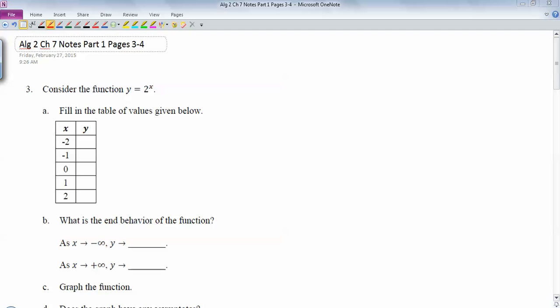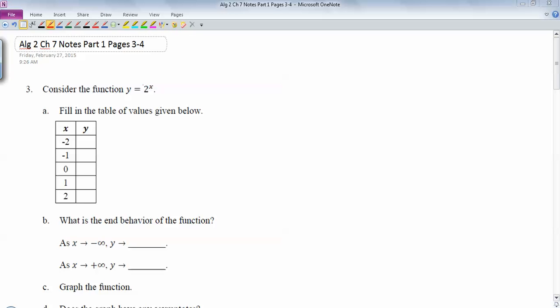So let's take a look at pages 3 and 4 of the Chapter 7 Notes Part 1 handout. Both of these pages are about graphing exponential functions. They're going to follow the same pattern that we've been doing for the square root and cube root functions and the parabolas, where you graph a parent and then you figure out how to stretch and shift it.